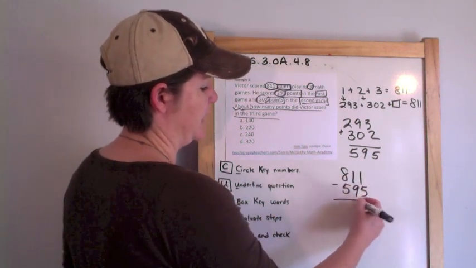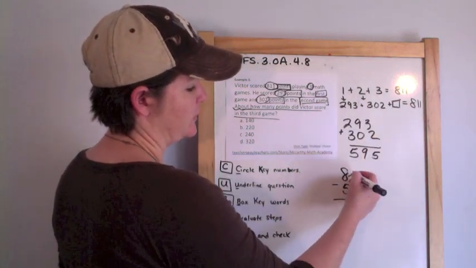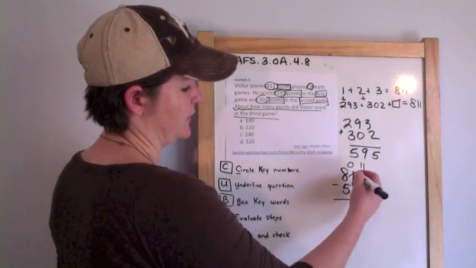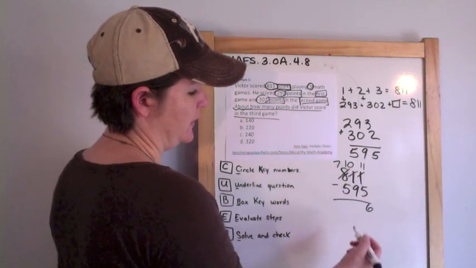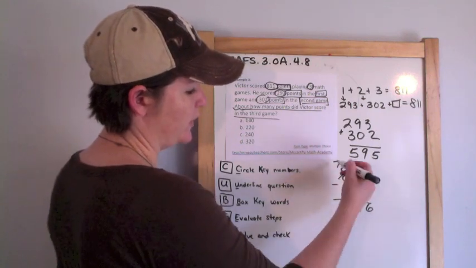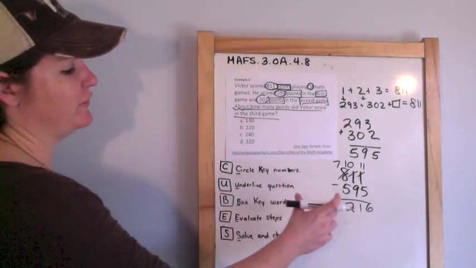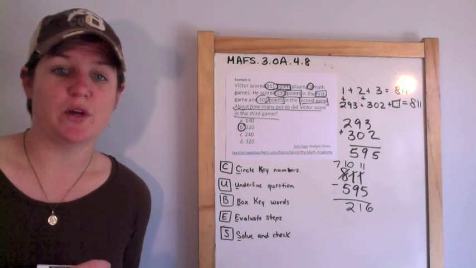I know I need to subtract these to figure out what the third game was. 1 minus 5, can't do it. Can I have a 10? Sure you can. Here you go. 6, 0 minus 9, can't do it. Hey, yo, can I borrow a 10? Sure you can. Here you go. 10 minus 9 is 1. 7 minus 5 is 2. So we've got 216. And if I were to round that, it would be closest to 220.